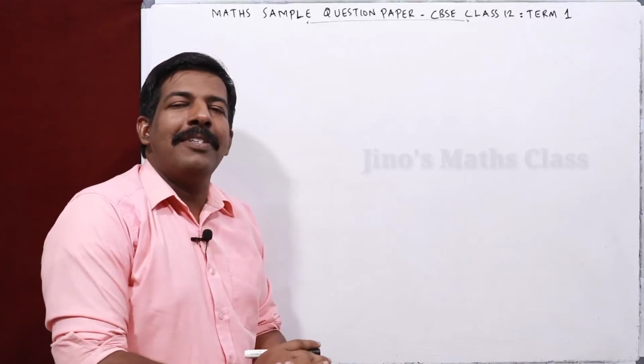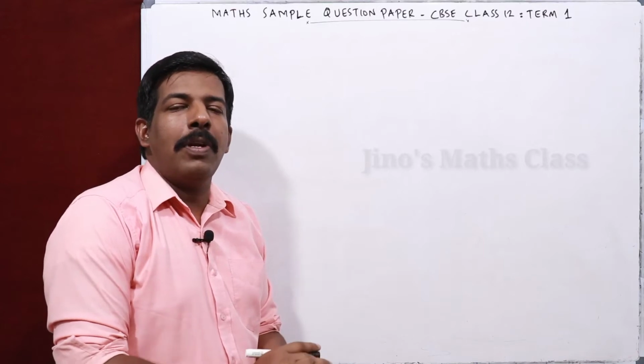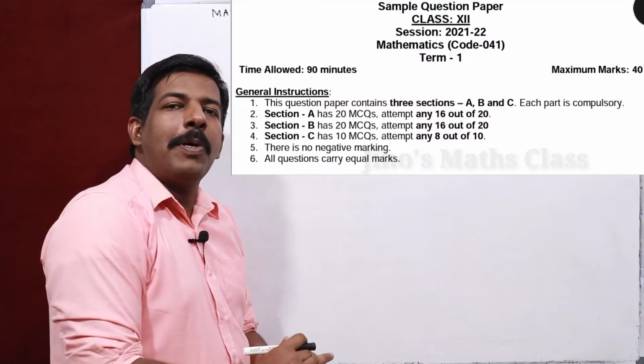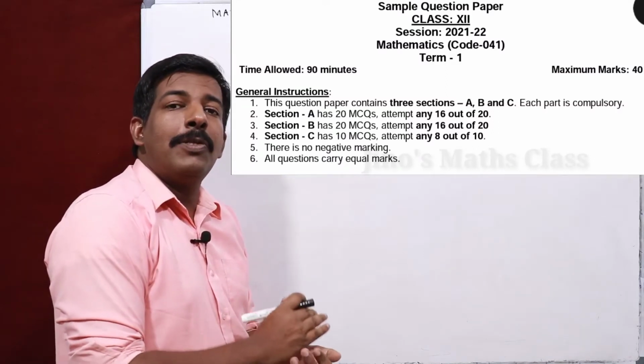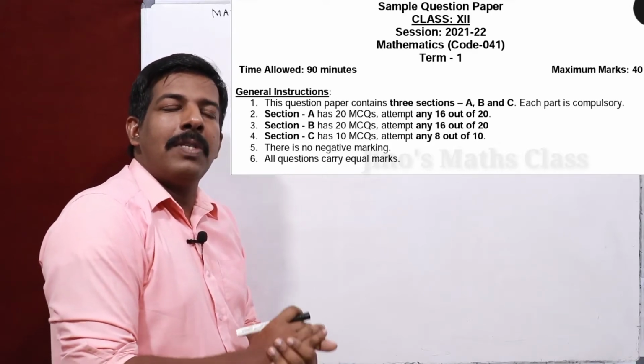Hi, in this video we will discuss a new pattern sample question paper of class 12 which is released by CBSE board recently. In this question paper we have a total of 50 objective questions and the question paper is divided into three sections, section A, section B and section C.